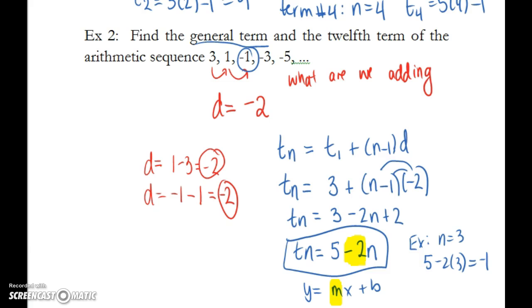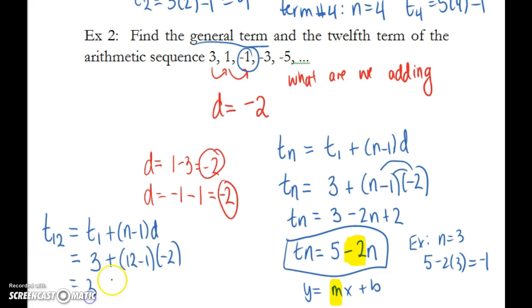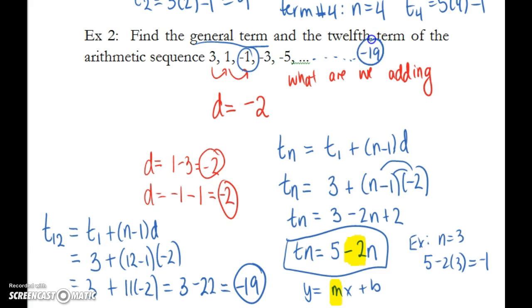Now the next piece of this is to find our 12th term. So to find our 12th term, we are finding T sub 12. And again, anytime you're finding a term, you're using the formula T sub n equals T sub 1 plus n minus 1 times d. Substituting what we know, T sub 1 is 3, n is 12, and d is negative 2. And if we evaluate this, we get 3 minus 22, which is negative 19. So our 12th term, if we continued our sequence in this pattern, would be negative 19.